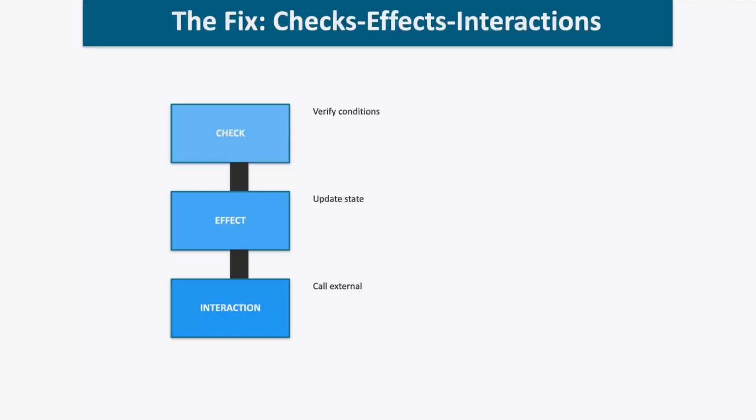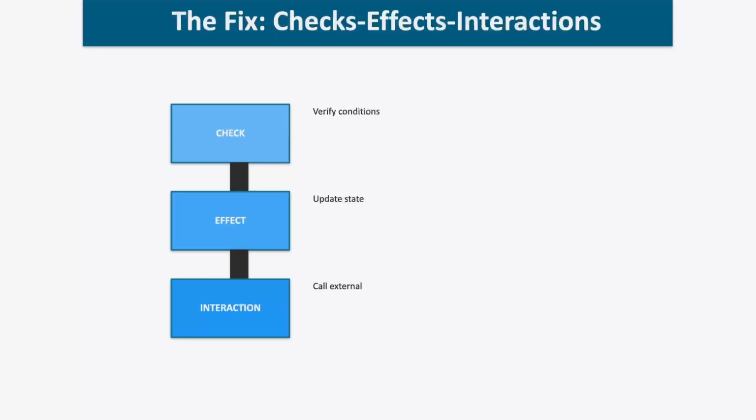Effects update state. This reduces the balance immediately. Then interactions. These call external contracts. Only after state is updated, send the ETH. If reentrancy happens now, it doesn't matter.